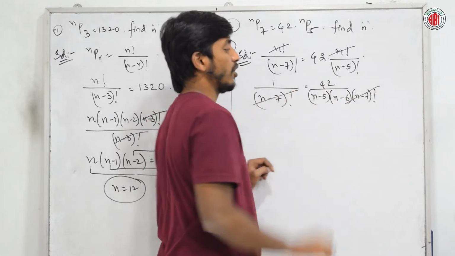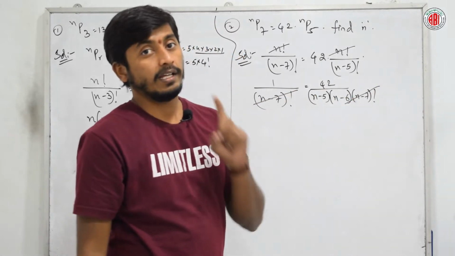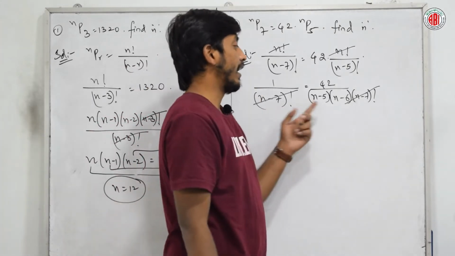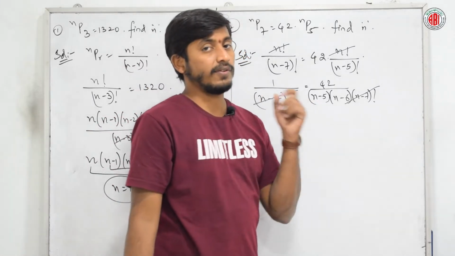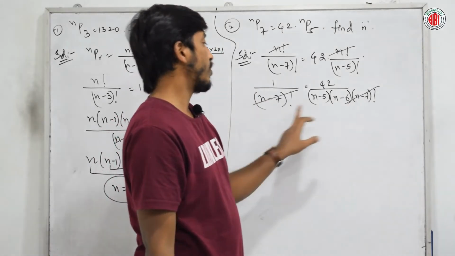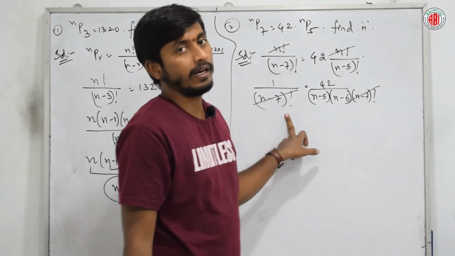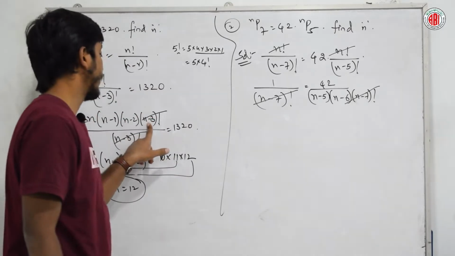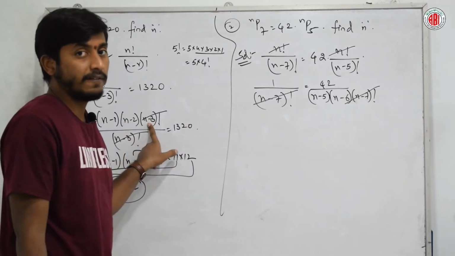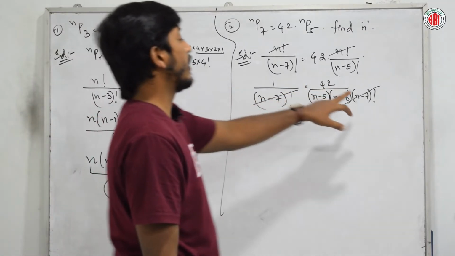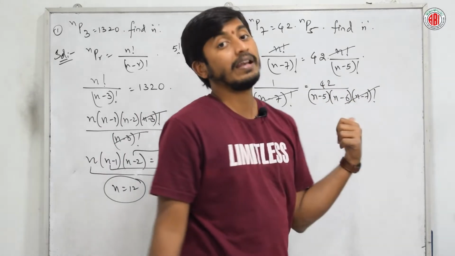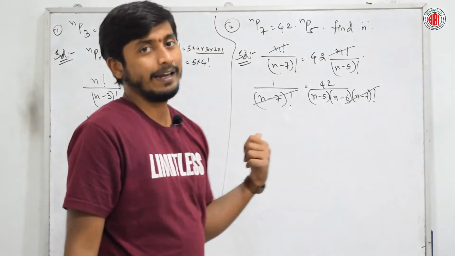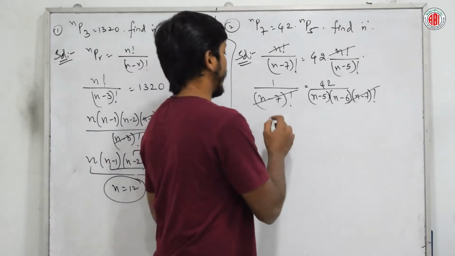Can we cancel these both? Unless you practice this kind of thing, you will never understand where to stop this factorial. Why did I stop only till this? Because I can cancel n minus 7 factorial. Done. So let me cross multiply.